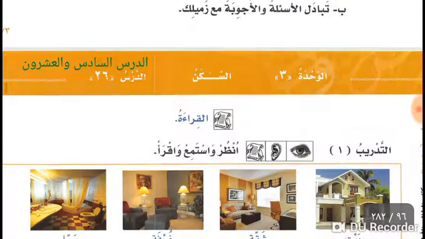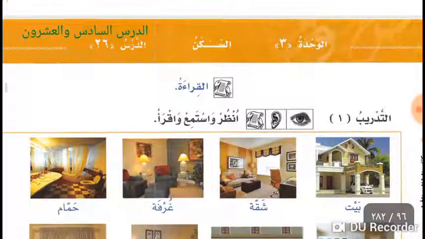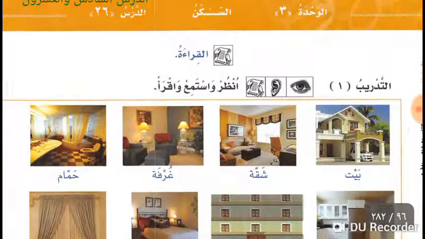اوكي كم غرفة في شقتك؟ ثالثة في شقتي. اوكي في اي دور الشقة؟ سادس دور. الشقة في سادس دور. الشقة في الدور السادس. On the next page, we have new lesson and that's the Sadis for June 26th lesson.